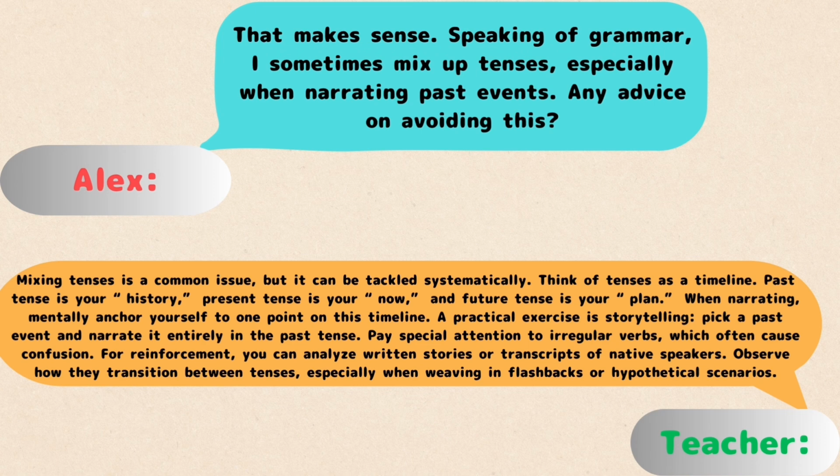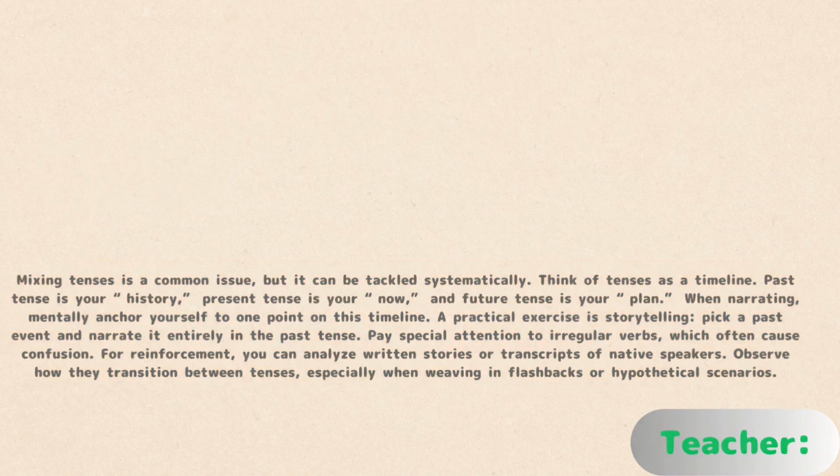A practical exercise is storytelling. Pick a past event and narrate it entirely in the past tense. Pay special attention to irregular verbs, which often cause confusion. For reinforcement, you can analyze written stories or transcripts of native speakers. Observe how they transition between tenses, especially when weaving in flashbacks or hypothetical scenarios.